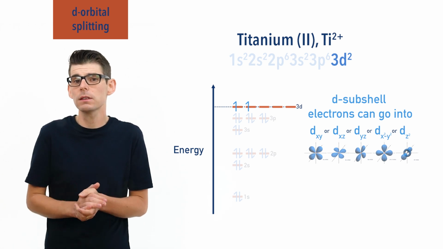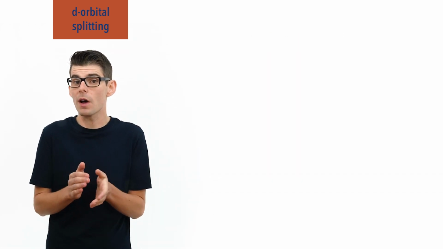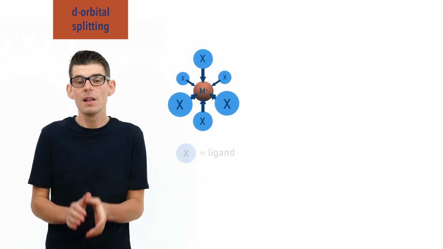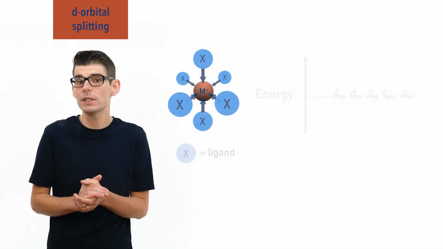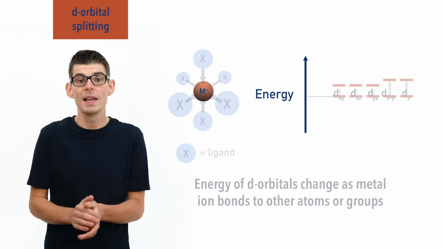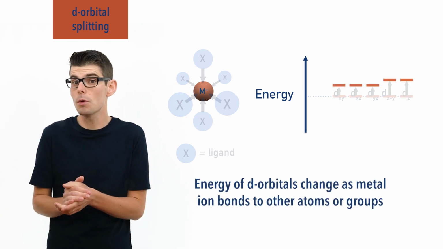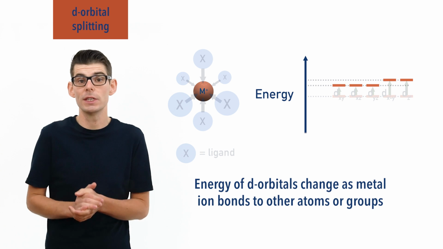If a transition metal ion forms coordinate bonds with other atoms or ions, however, the energies of specific outer d orbitals can change, leading to electrons in different d orbitals ending up with different energies.